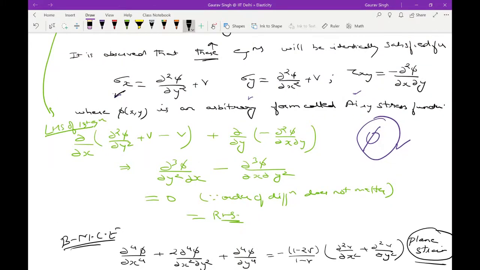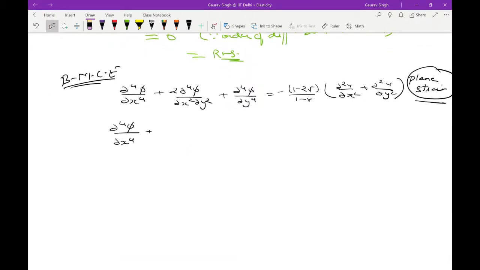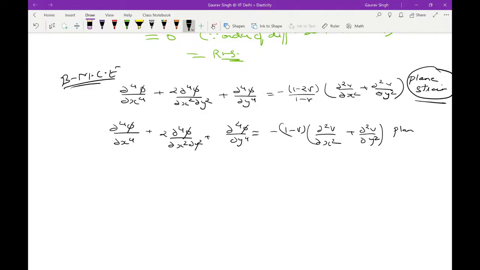All you have to do is just go to the Beltrami-Mitchell compatibility equation for plane strain and substitute this: for sigma x substitute this, sigma y substitute this, tau xy substitute this. Similarly, go to the Beltrami-Mitchell compatibility equation for plane stress, and you would find that this turns out to be this. This is for plane stress.